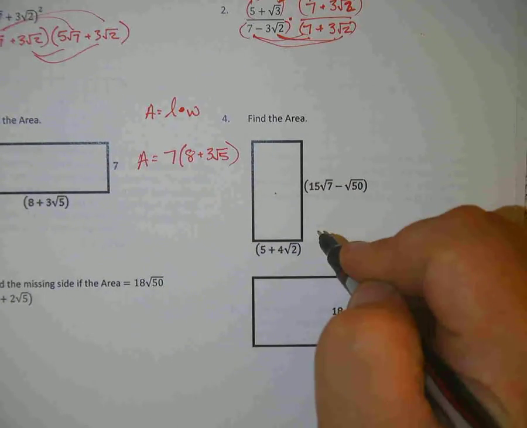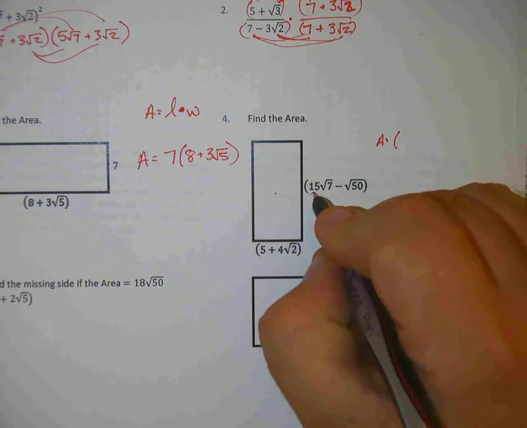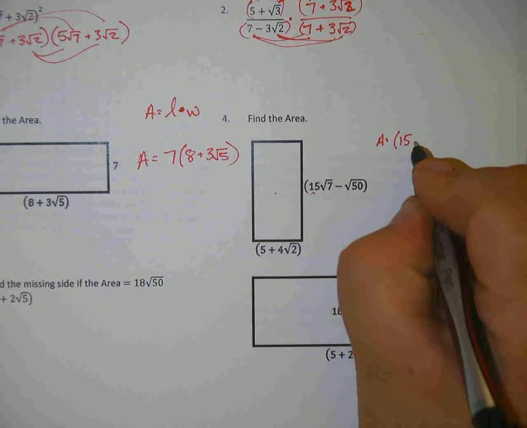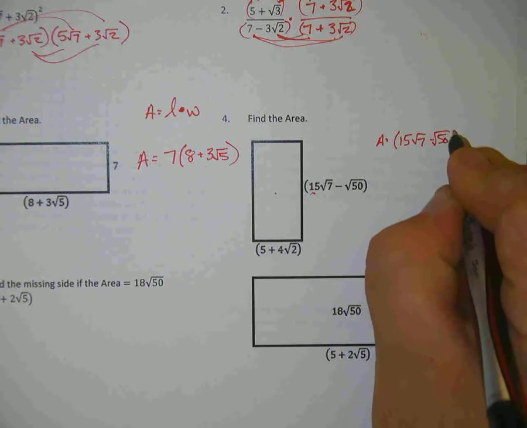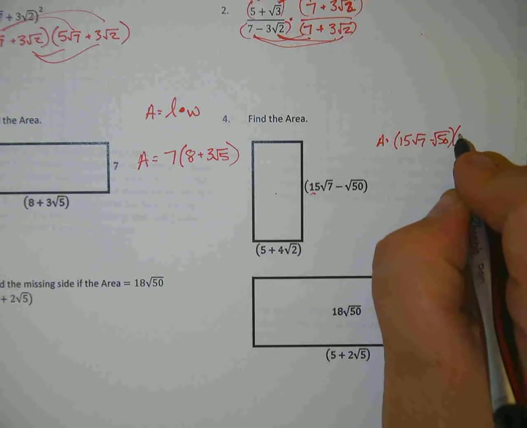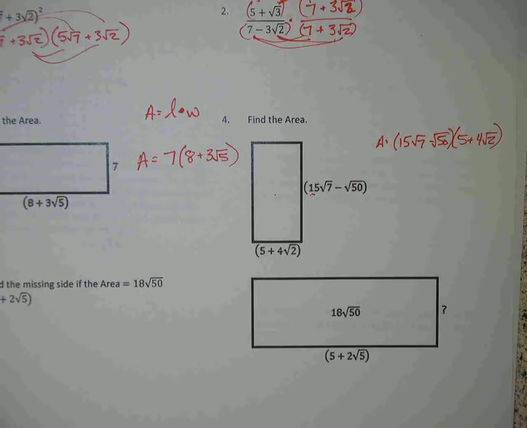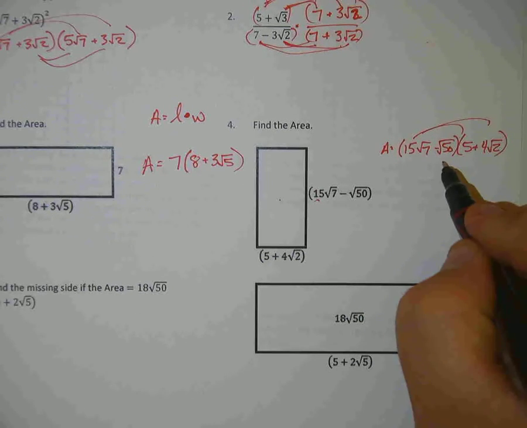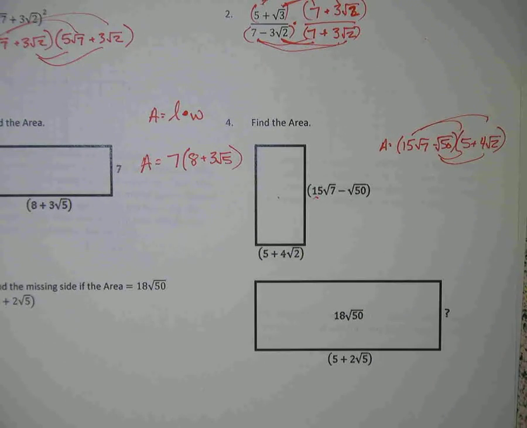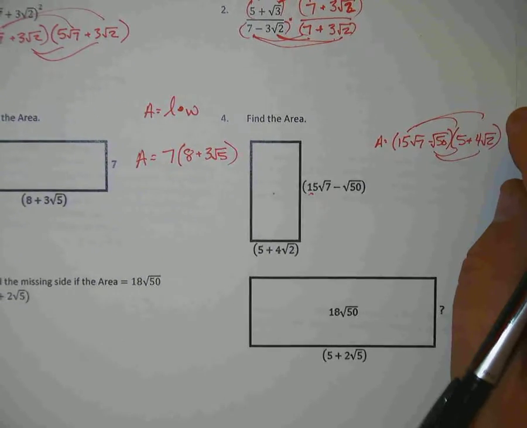In the next one, I'm doing the same thing. Area equals, let's use this one first, 15 root 7 minus square root 50 times 5 plus 4 root 2. Same type of problem, just using multiplication. There will be FOILing that happens because it's kind of like a binomial times a binomial. But I think you guys are more than equipped at this point to do that problem.